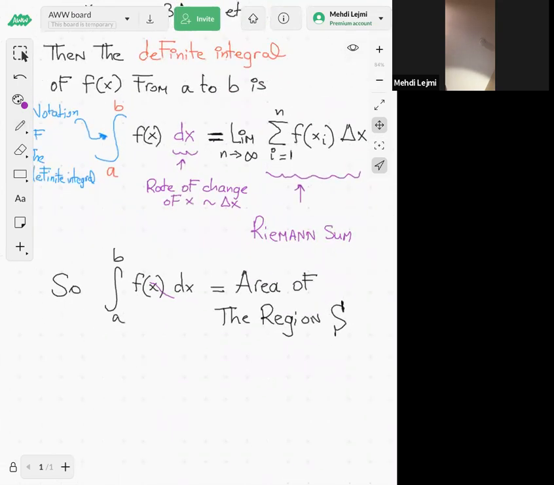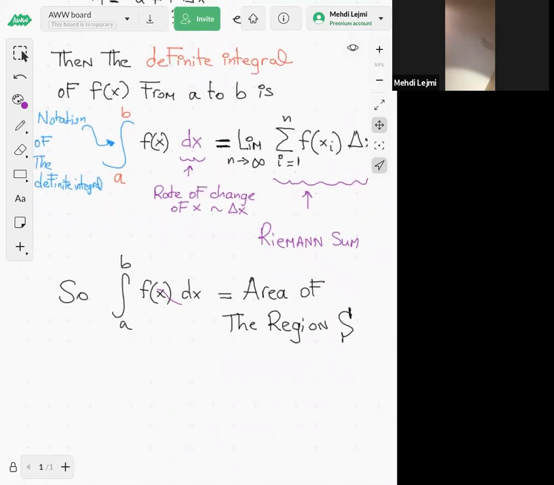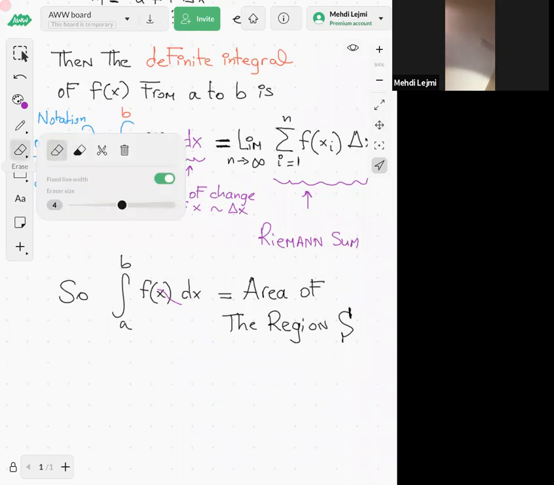So Riemann, as I said on Monday, that's the name of a very famous German mathematician from the 19th century, Bernhard Riemann, okay? And so it's called after his name. So let me give you a numerical example, right?